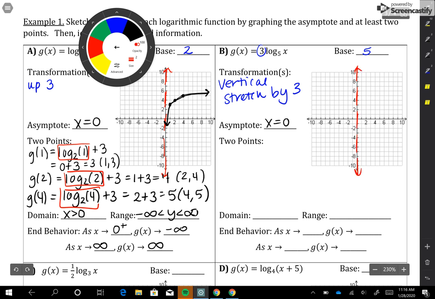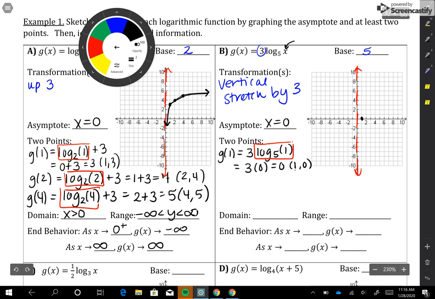Okie dokie. And now I need a minimum of 2 points. Remember that when we plug 1 into any log, we get out 0. So we could always start there. So g of 1, that would be 3 times the log base 5 of 1. Now, you evaluate the log first. That 3 stays out front. So this is 3 times 0, so you actually get out 0. So that is the point (1, 0).